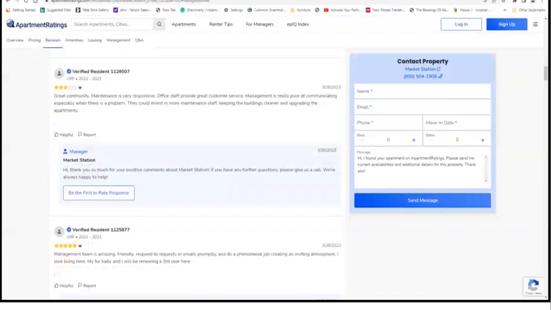So based on the information we just reviewed, what's being said about this particular property is possibly legitimate. Everything is similar in nature. They comment on the responsiveness of management and also of maintenance.